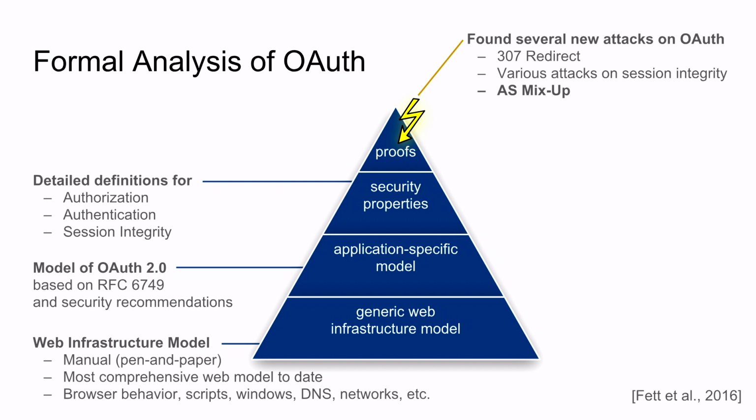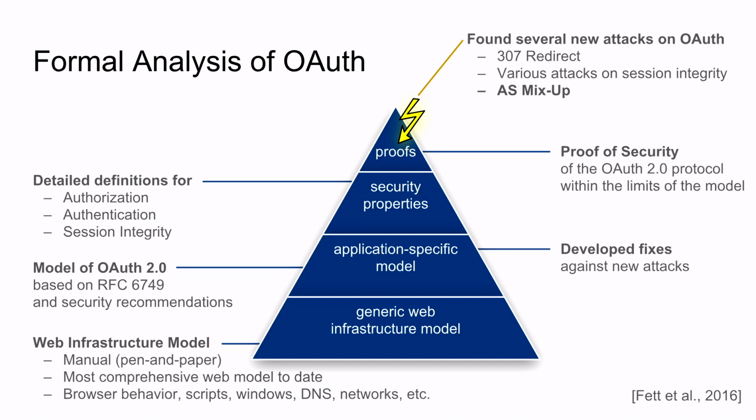Attacks like the 307 redirect attack, various attacks on session integrity with a state parameter and similar things, and the AS mix-up attack. Again, I'm not talking about the details of the attacks, because we're not on an attack conference here, but we're interested in how to defend. I then developed fixes against these attacks, integrated them into the model, and was able to prove the security of the OAuth protocol, again, within the limits of this model, of course.